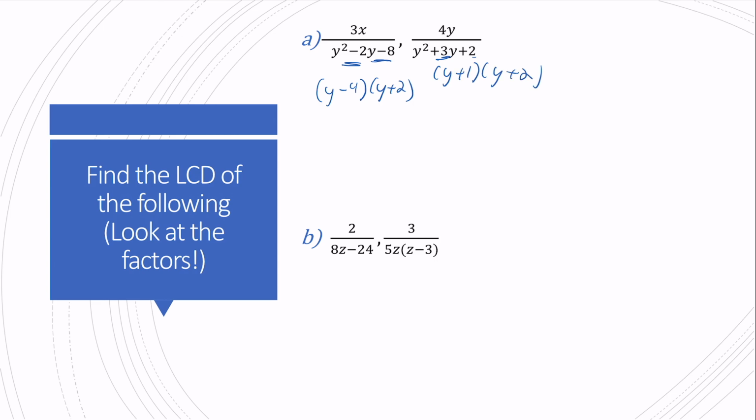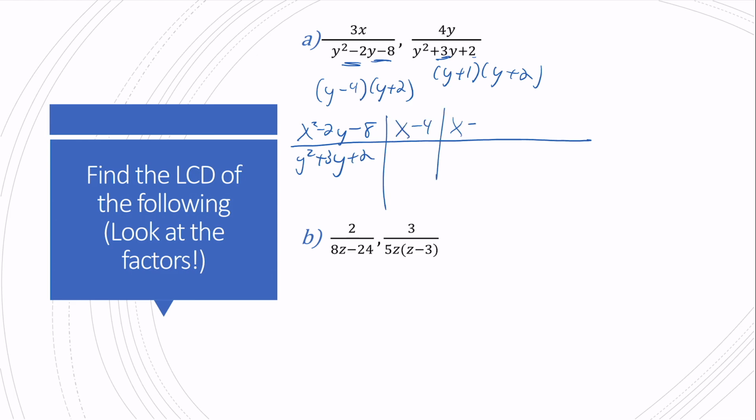And so I need to collect all the factors that they don't have in common. So if I'm trying to figure out the least common denominator of this, I could make a table if I wanted. It's going to be a little clunky, but we've already started, so we might as well. So I've got y minus 4 and y plus 2 are my factors. And then for my second trinomial, I had y plus 2 as a factor and y plus 1 as a factor.